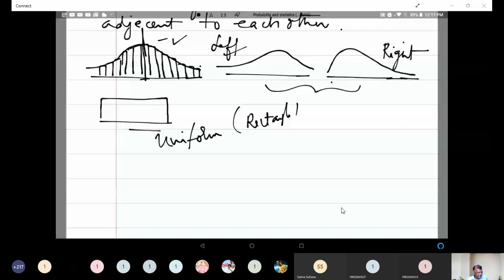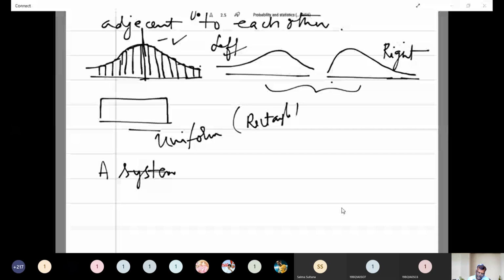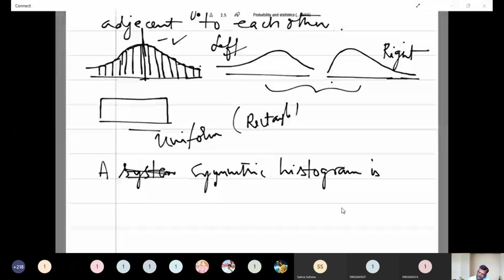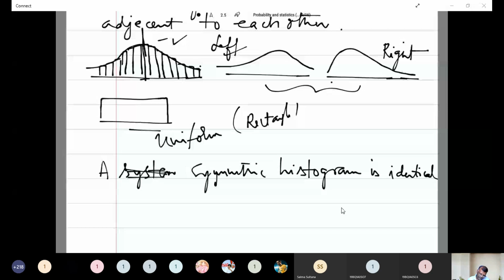Now, a symmetric histogram is identical on both sides of its central point.